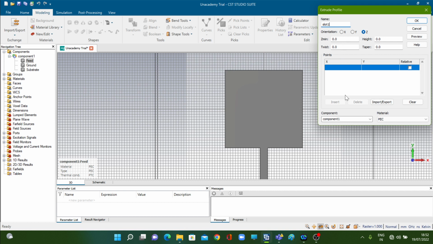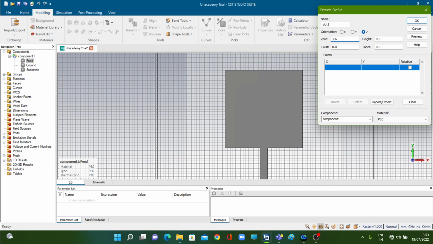Next is Z min. Now we are cutting out the slot from the patch only. So the Z min for the patch and the Z min for the slot will be the same, because we are cutting out from the same structure. What was Z min for the patch? It was 1.6. So we will put 1.6 here.